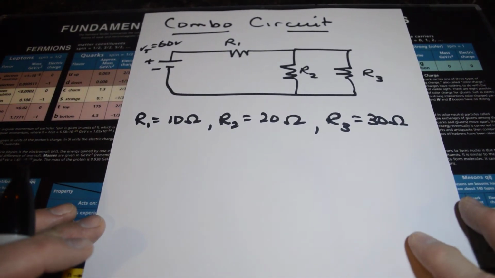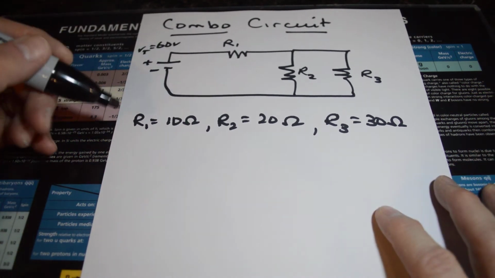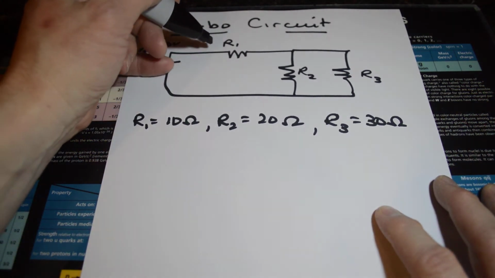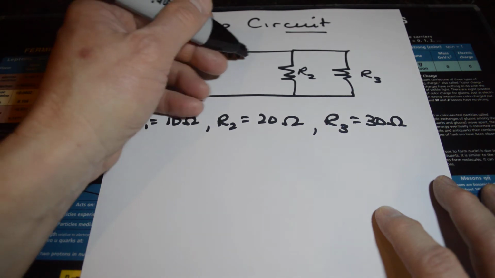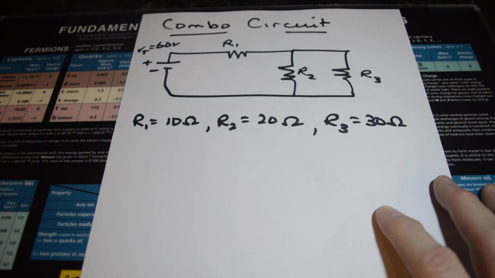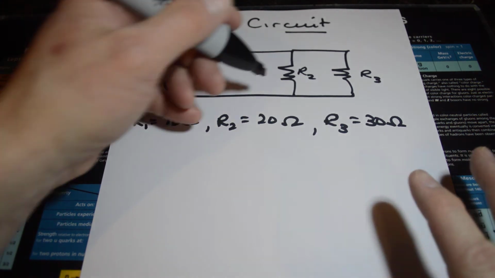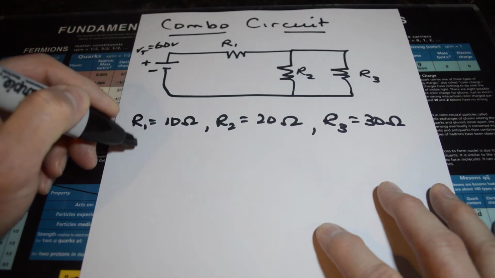For a combination circuit, let's do the same thing. We have the same 3 resistors. It's just we have R1 connected to the power supply in series with it, but then R2 and R3 are in parallel. So let's take a look at what happens with the parallel.